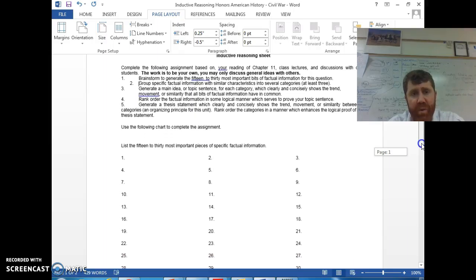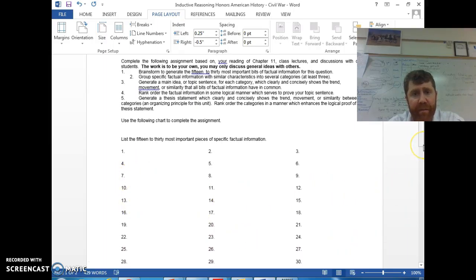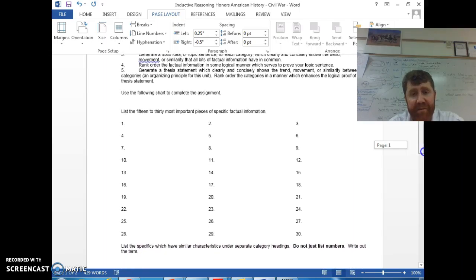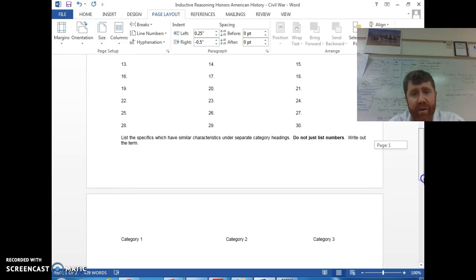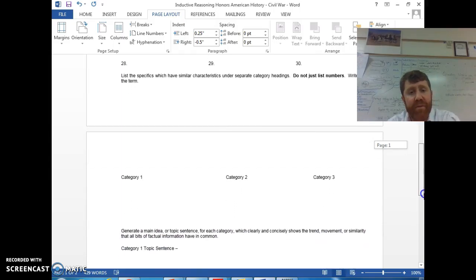So first thing you want to do is you want to brainstorm to generate the 15 to 30 most important pieces of specific factual information to help us understand and to lay an argument out as to why the Union was able to win this Civil War. All right, then you want to list the specifics which have similar characteristics under separate category headings. All right, you have to write out the term and you have to label the category. So once again, when you're looking at these, you should start thinking, is this a military turning point? Is this a person? Is this an economic factor, social factor, political factor, so on and so forth? And you're separating them out into these categories.